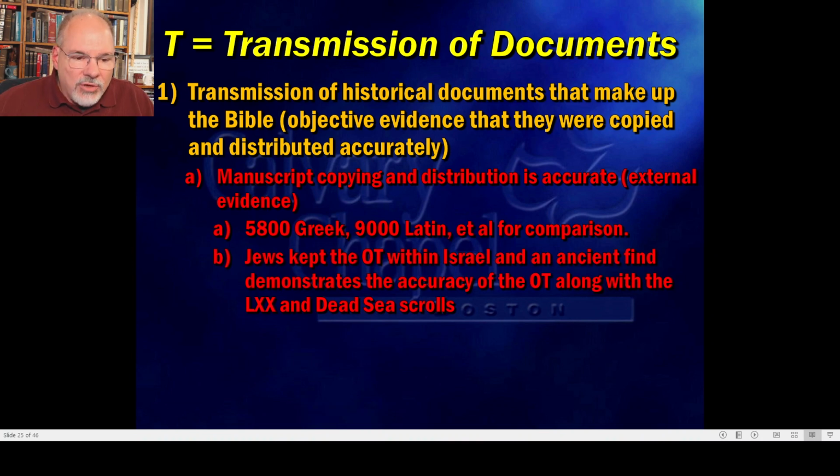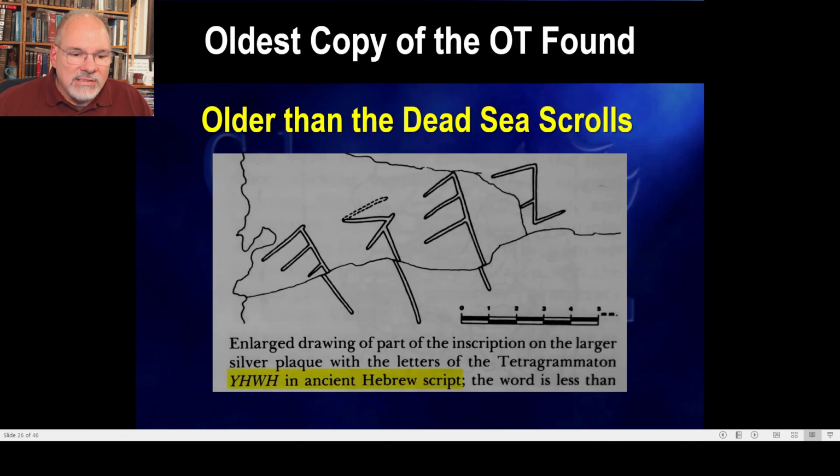So, before we get into that, though, just to mention, the Jews kept the Old Testament within Israel, and an ancient find demonstrates the accuracy of the Old Testament along with the LXX, which is the Septuagint, and Dead Sea Scrolls. So there were also some very ancient finds for the Old Testament as well as the New Testament. There's a lot of evidence here. I'm trying to give you a little bit of a highlight on this.